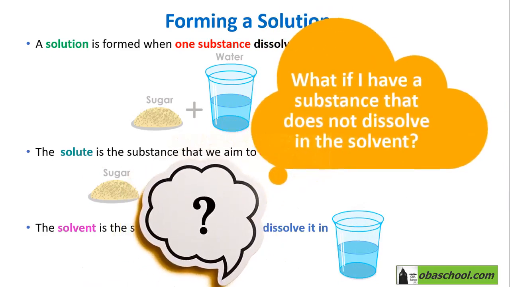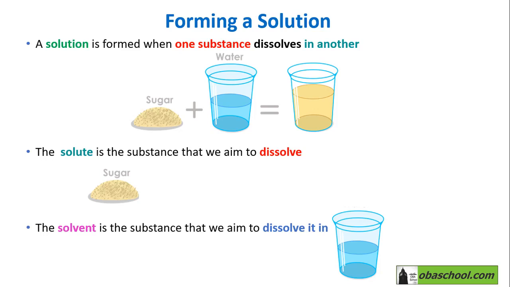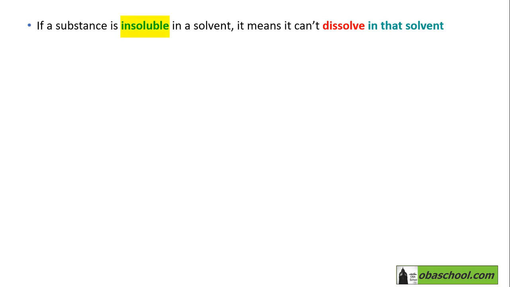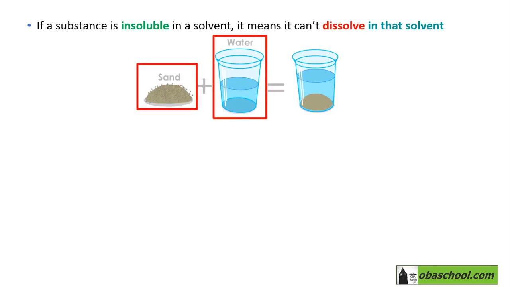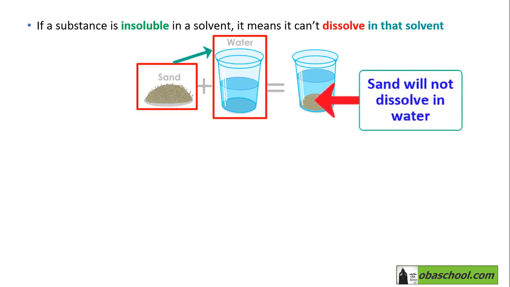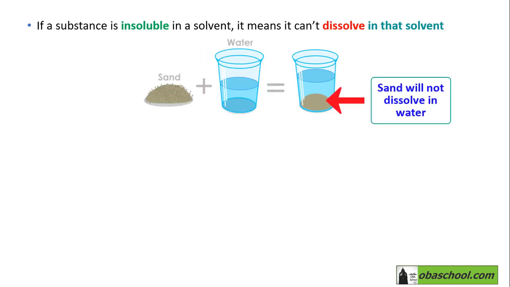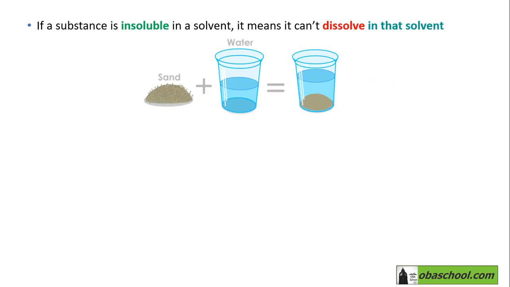But what if I have a substance that didn't dissolve in water or in the solvent I am using? What will happen here? In this case, this is an insoluble substance. So that means this substance cannot dissolve in the solvent. So whenever we use the term insoluble, it means this substance cannot dissolve in the solvent we are using. For example here, if we have sand and water and if we mix them together, the sand won't dissolve in the water. So I can call the sand an insoluble substance in our solvent, which is here water.